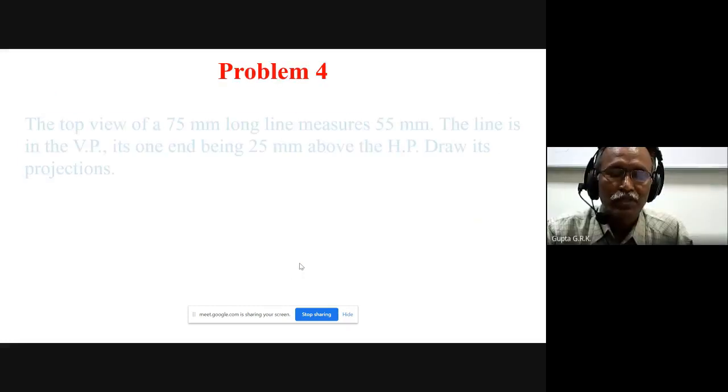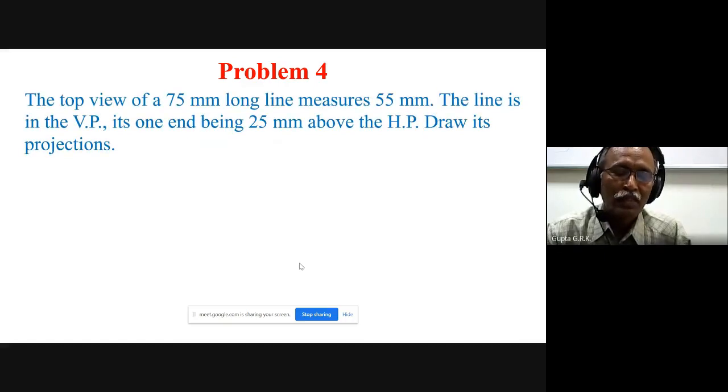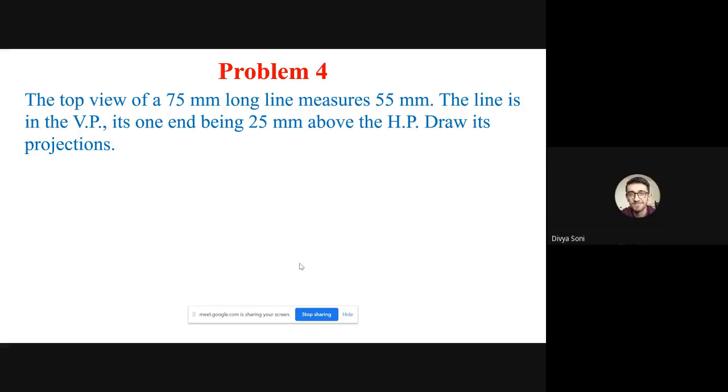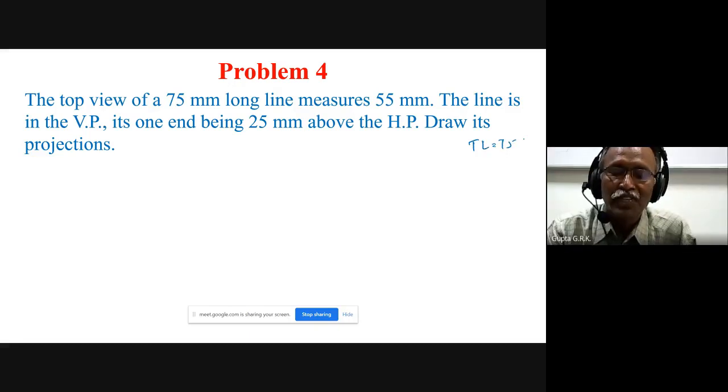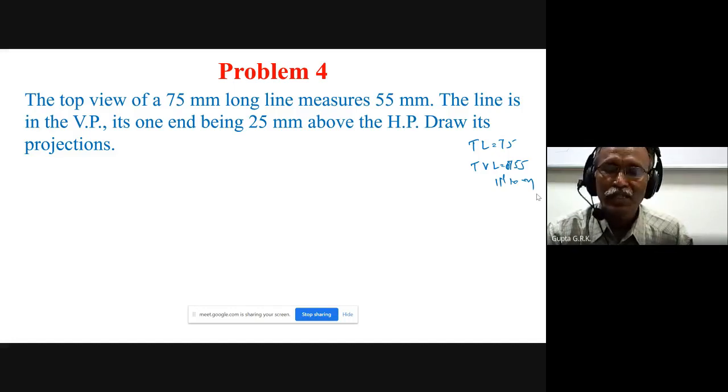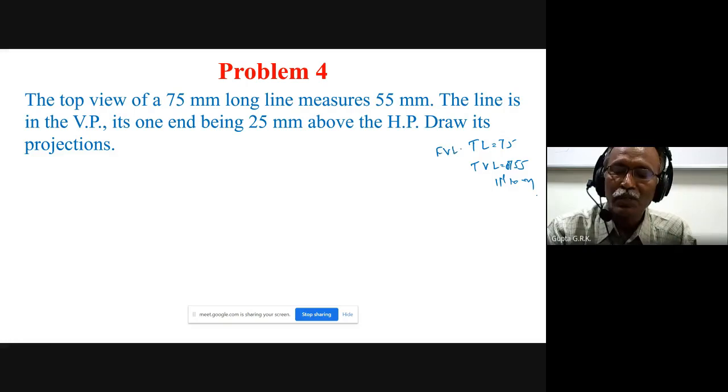So problem 4. The top view of a 75 mm long line measures 55 mm. What is the 75? True length. What is that 55? Top view length. So it is shorter, which means this must be parallel to XY. Whichever is shorter will be parallel. Whichever is angular gives me true length, right? So front view length will be true length.